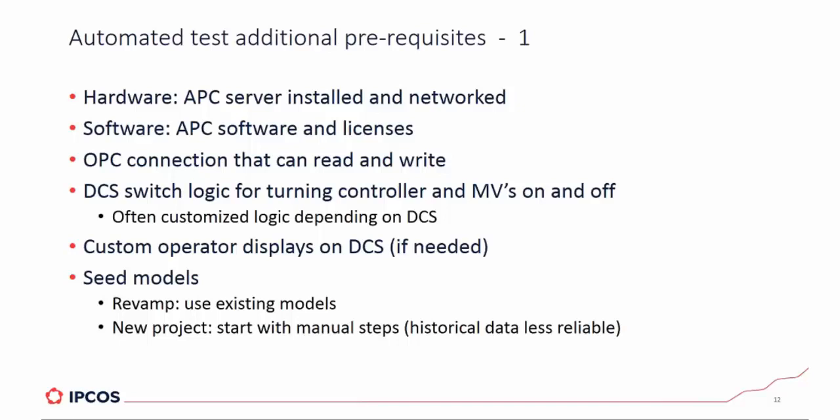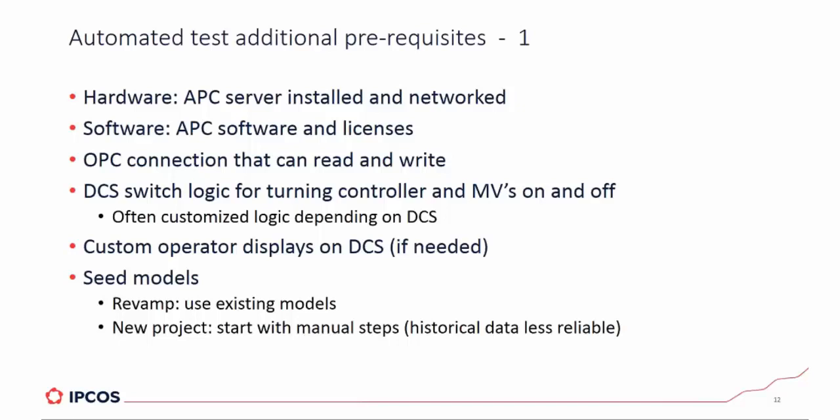And then the DCS switch logic, which is being used for turning the controller, subcontrollers and MVs on and off, as well as watchdog functionality. That has to be implemented already so that we can actually use our auto-tuning application and switch it on and write the set points automatically to the MVs on DCS level. Very often we need customized logic for this, and that is also very dependent on what DCS we are using.